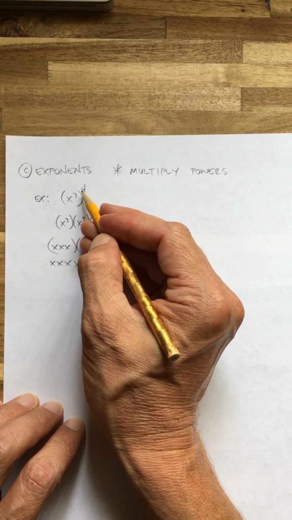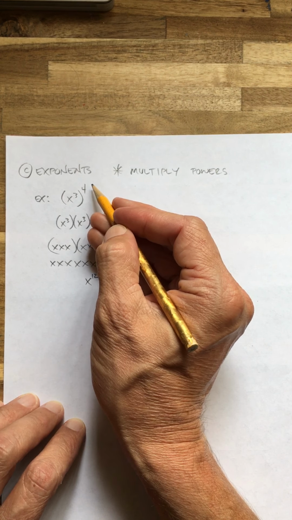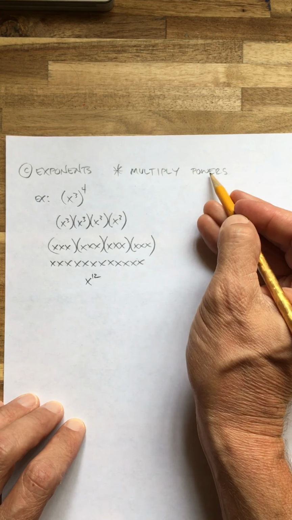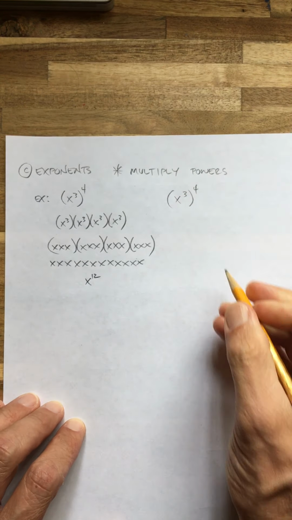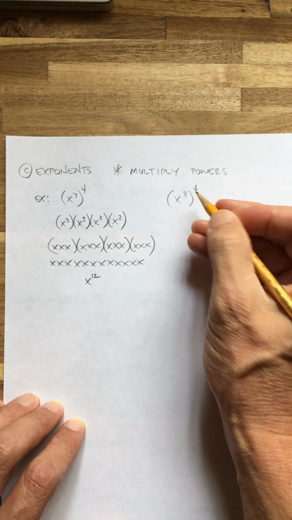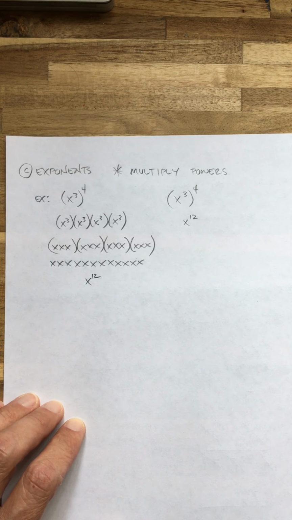If you have x cubed raised to an exponent, what does the rule say? Multiply powers. Well, let's try it. X cubed raised to the power of 4. What do you get if you multiply that? 3 times 4, that's 12. X to the power of 12. So we get the same thing without all the work.